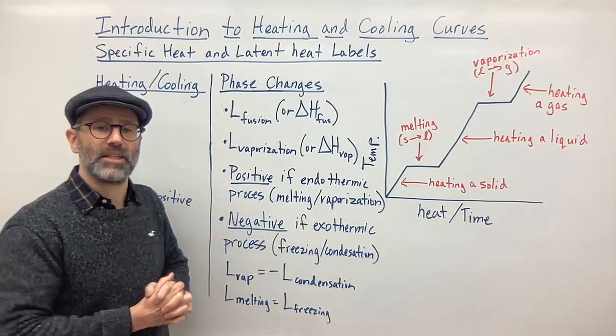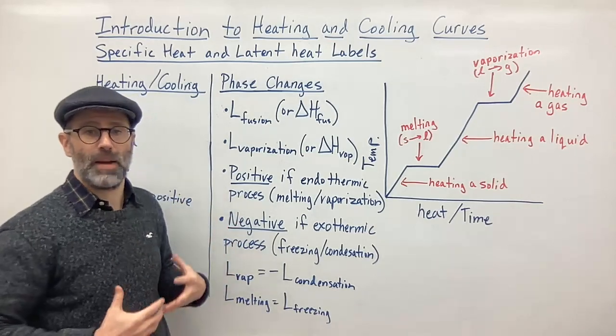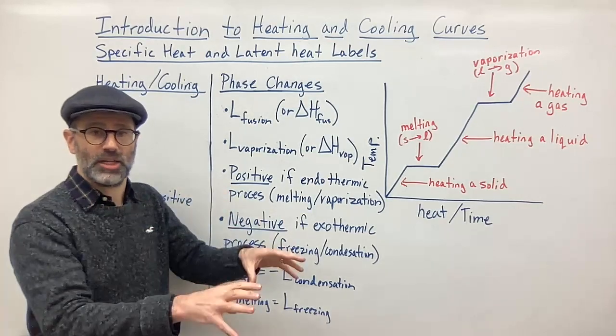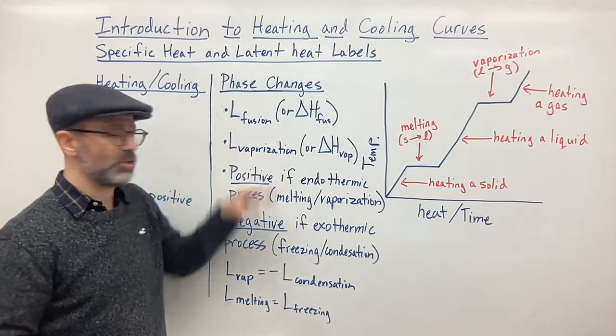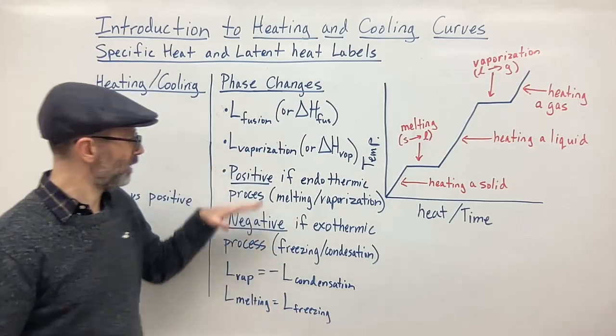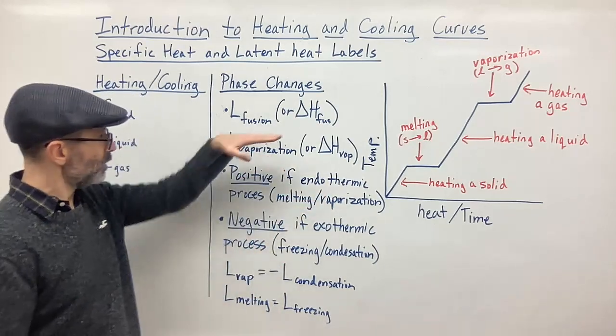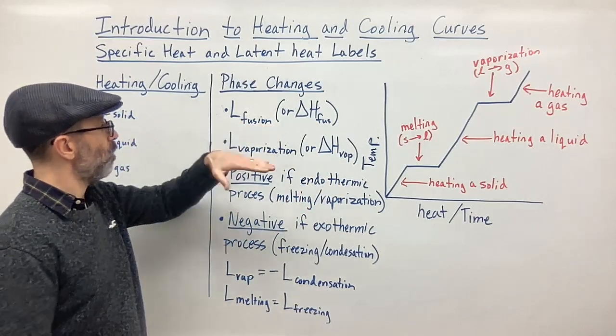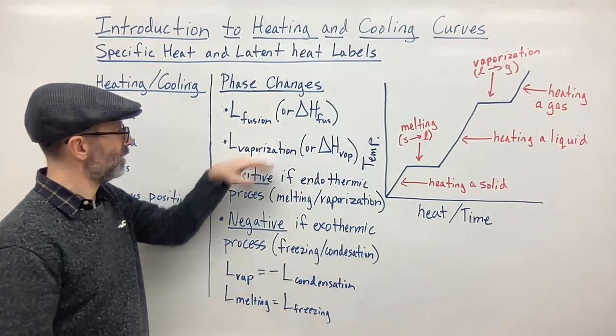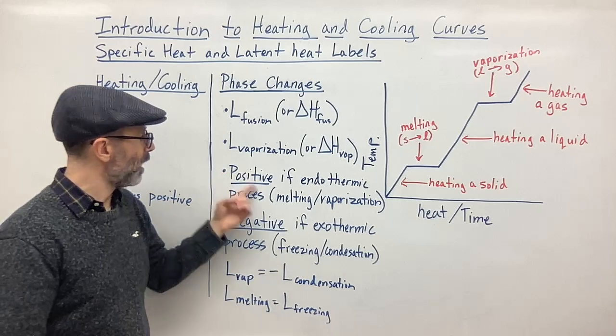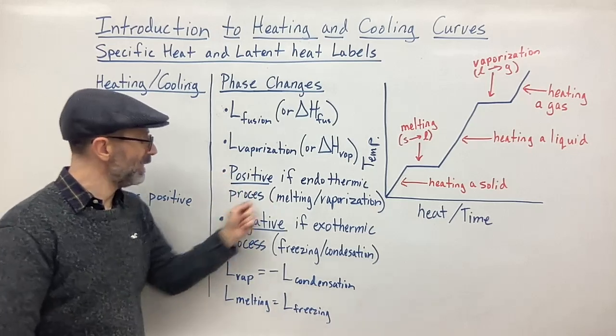Fusion is just a fancy word for melting. So if you want to melt a substance, you've got to put energy into it. If you want to vaporize a substance, you've got to put energy into it. So that would be an endothermic process. So the heat of fusion, or the latent heat of vaporization, is going to be positive, or it could be negative, right?